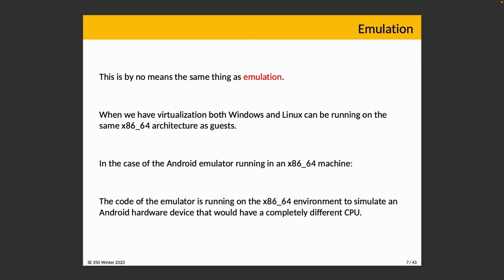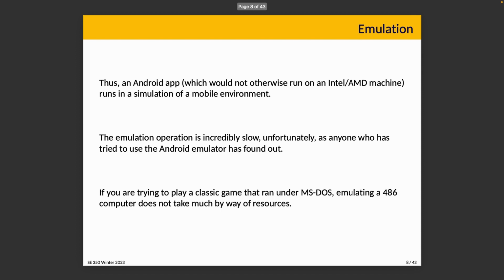And that's necessary, right? If the Android thing is expecting to run on an ARM CPU and we have an x86 CPU, we can't just issue the assembly instructions and say, all right, well, CPU, you figure it out. So that's very different. Now, an Android app, which would not otherwise run very well on, say, an Intel or AMD machine, can run.